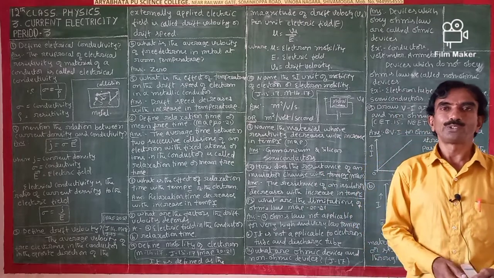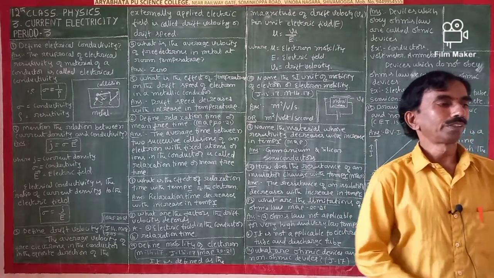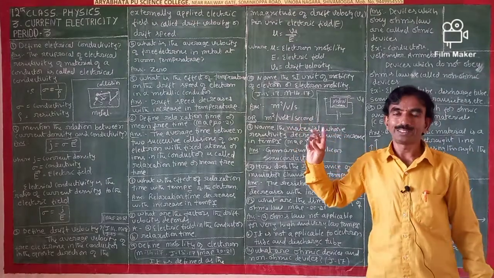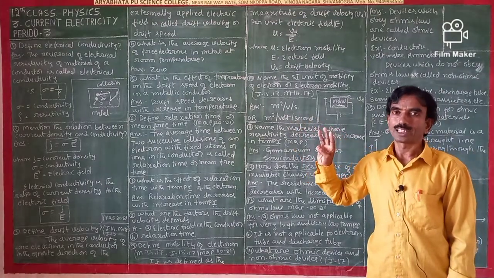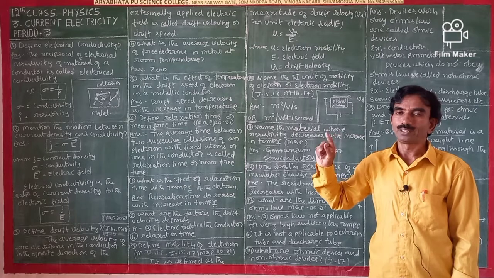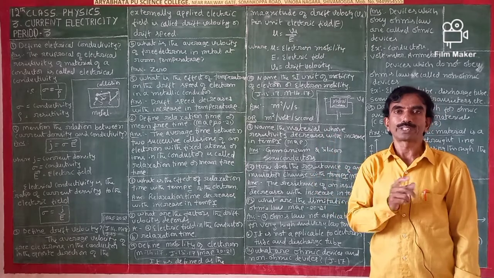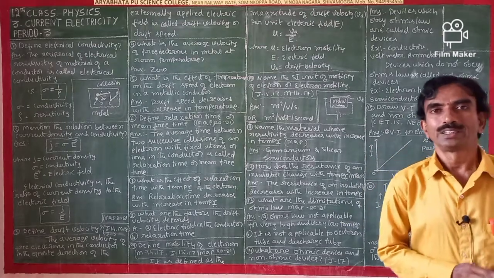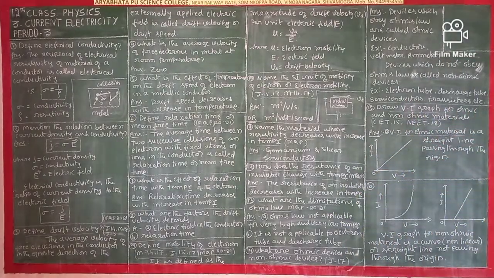Next is the memorizing part. In the memorizing part, I will explain each and every answer three times. By seeing once and without seeing another time, you have to write it in rough and send it to my WhatsApp number. Okay, next is the memorizing part.